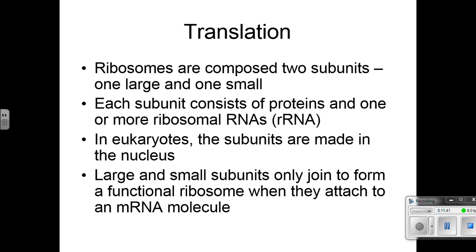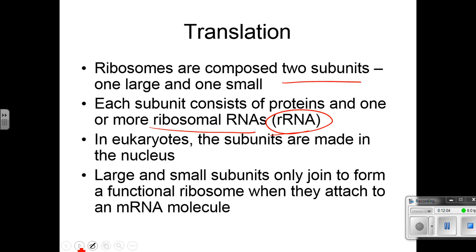Ribosomes are actually composed of two subunits. One is large and one is small. Each subunit consists of proteins and one or more ribosomal RNAs. So we're adding another idea of another RNA. In eukaryotes, the subunits are made in the nucleus. The large and the small subunits only join to form a functional ribosome when they attach to the mRNA.